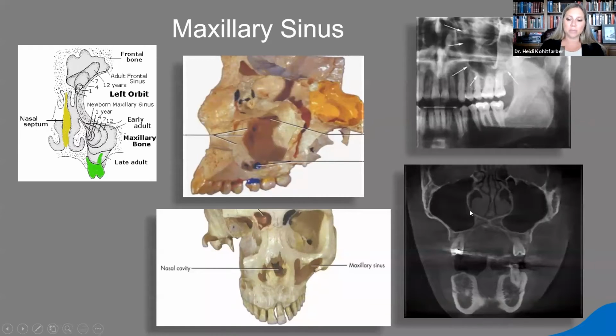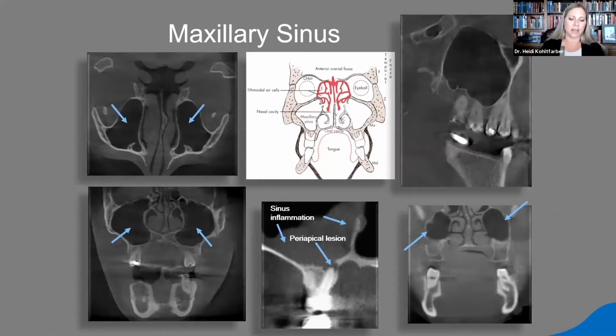Now, the majority of people do have something going on in their sinuses, as I'm pretty sure that I do today with all of the smoke in the air. But sinuses are very important, especially if we are considering a sinus lift and bone graft.